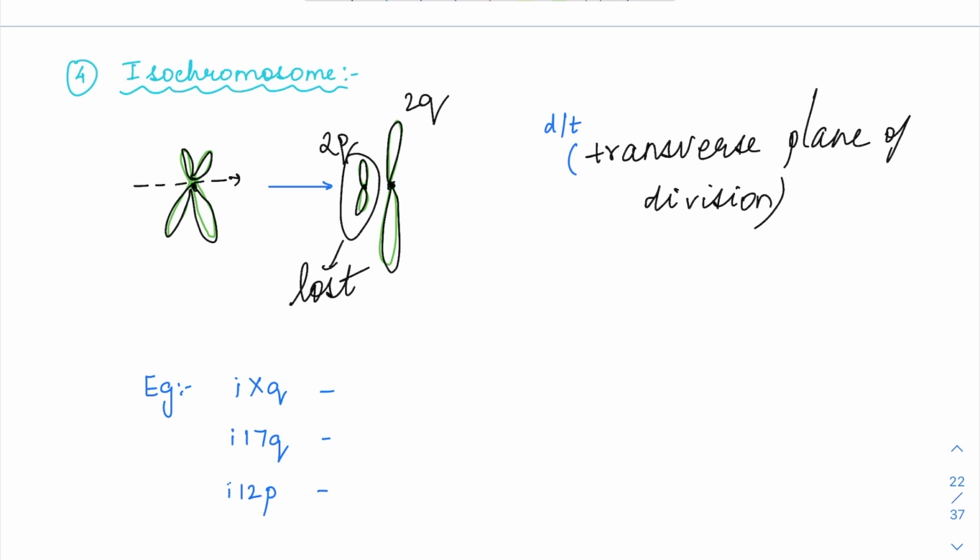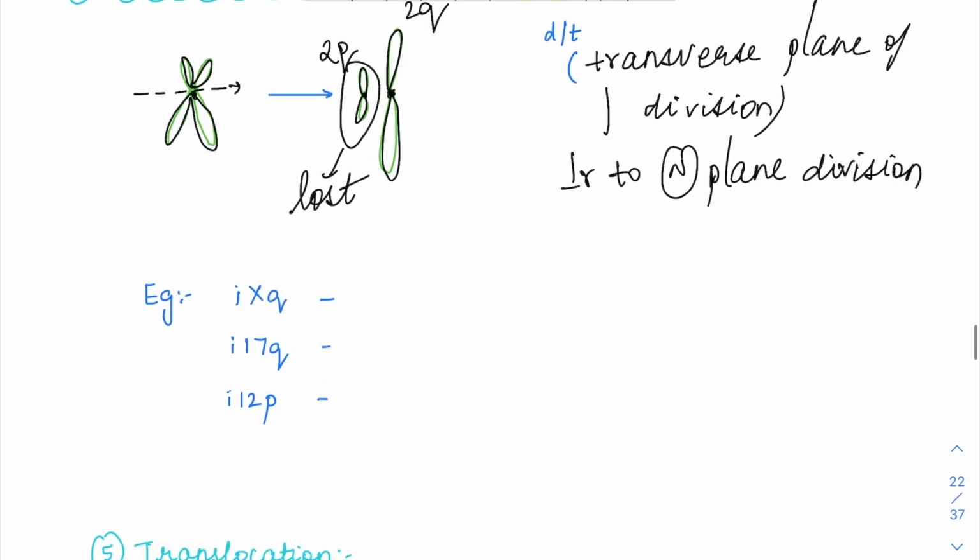So the question can be like this: what is the cause of isochromosome? It is due to a transverse plane of division, meaning it is perpendicular to the normal plane of division. So the normal plane of division was longitudinal, right? So transverse means it is perpendicular to the normal plane of division.